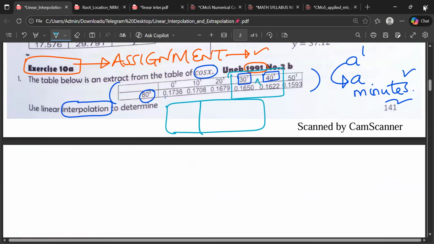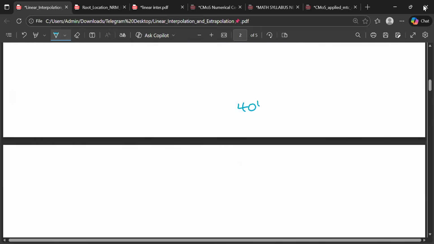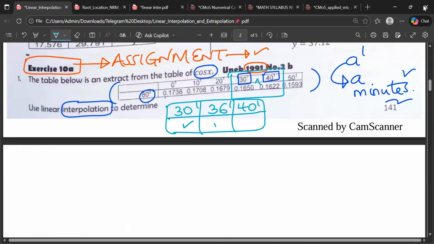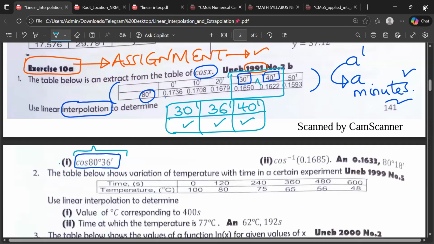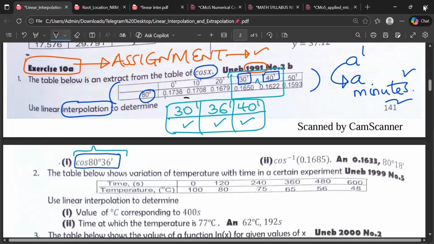People may think it is something hard. Put there 40 minutes, put here the 36 minutes in question, then put here 30 minutes. Put here your values, then do normal things. Someone may ask, but isn't that really risky? It is not. But what I would advise is that if you can convert this into degrees, you use that.